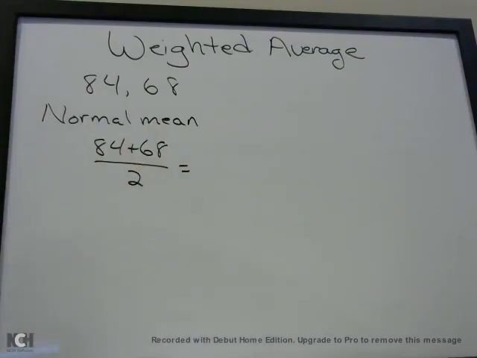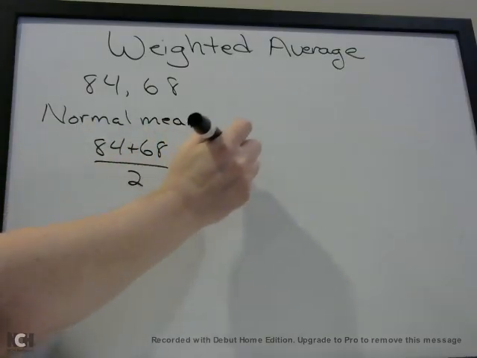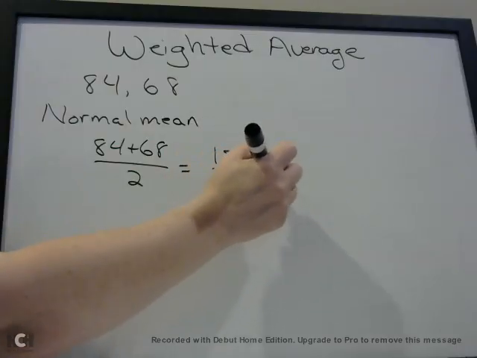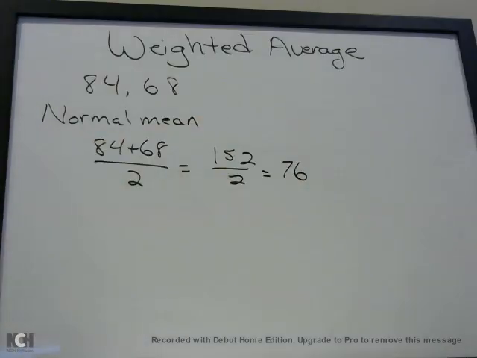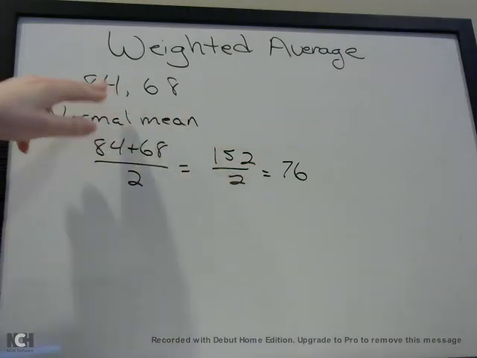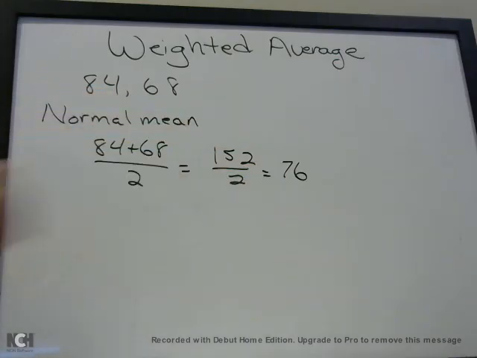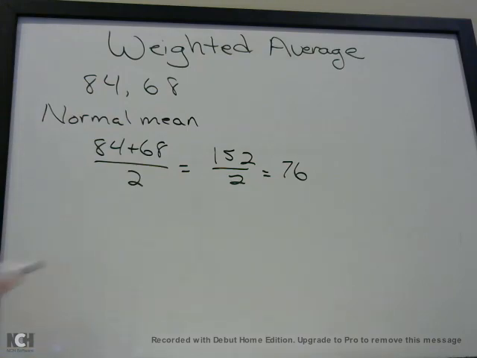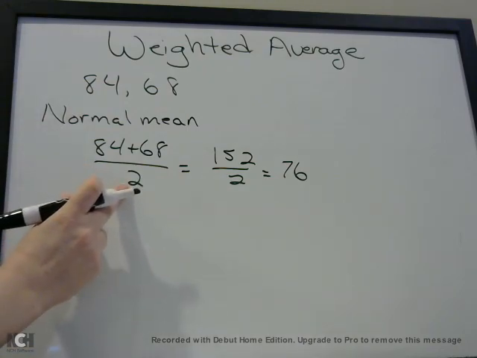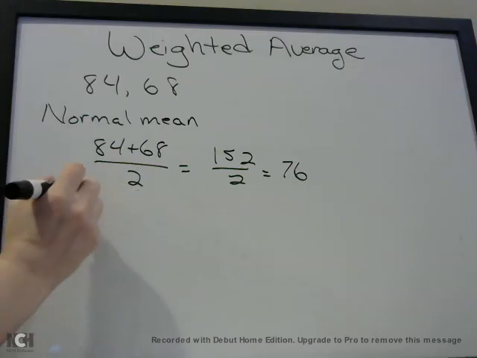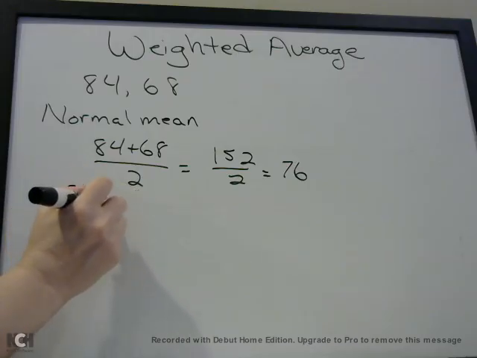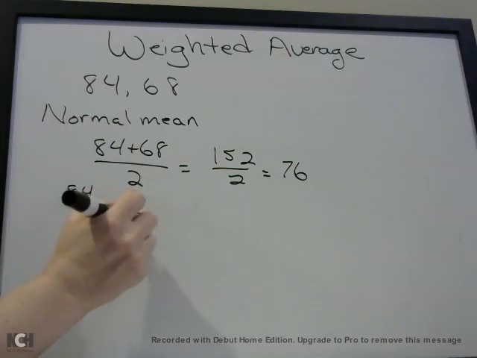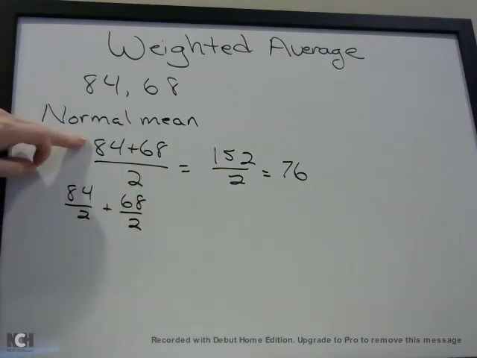We would go through this process. We would get 152 divided by 2 equals 76. So the average, or the mean, of these two numbers is 76. When we're doing this, we are actually weighting each of these, but we're weighting them equally. So how we could write this would be 84 divided by 2 plus 68 divided by 2. That's the same as this. These are equal.